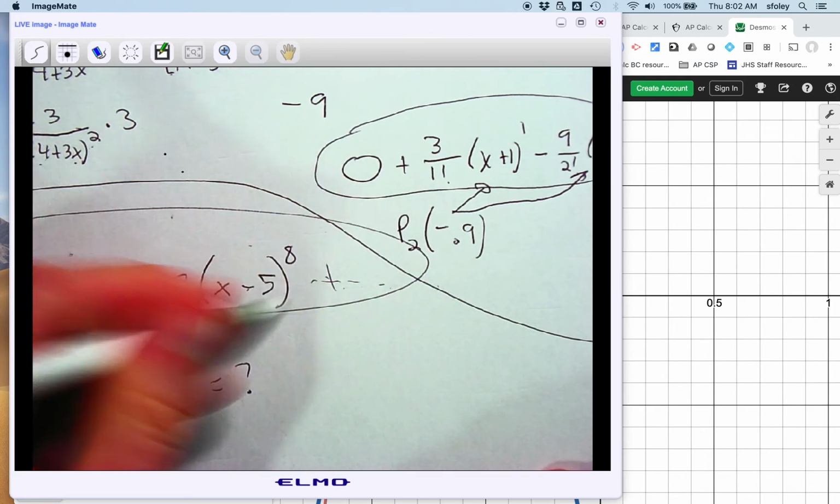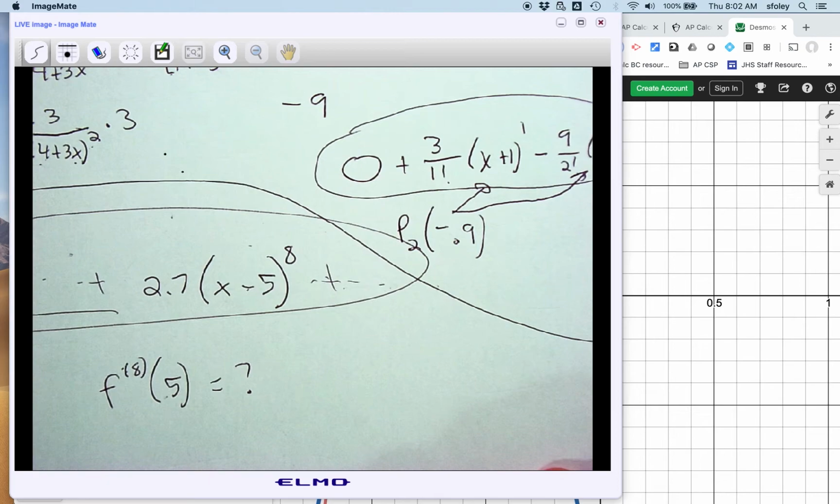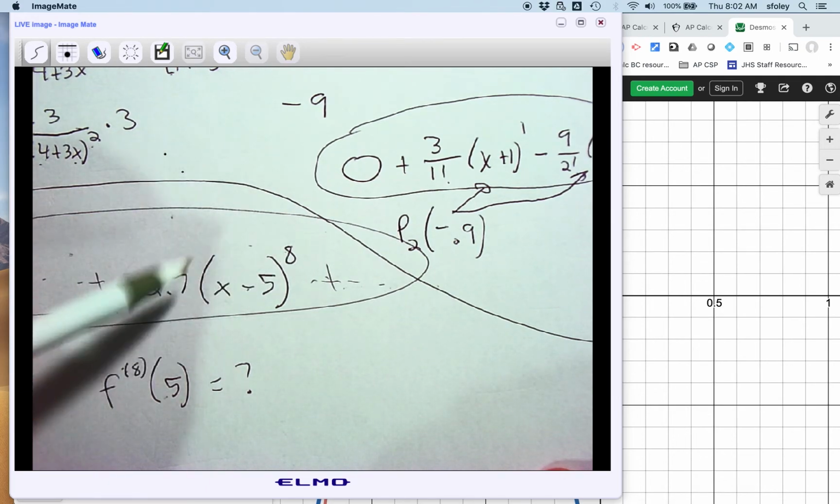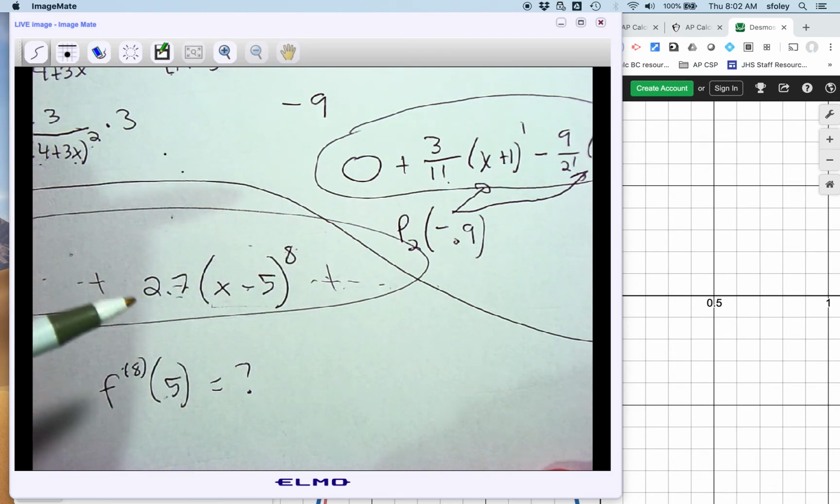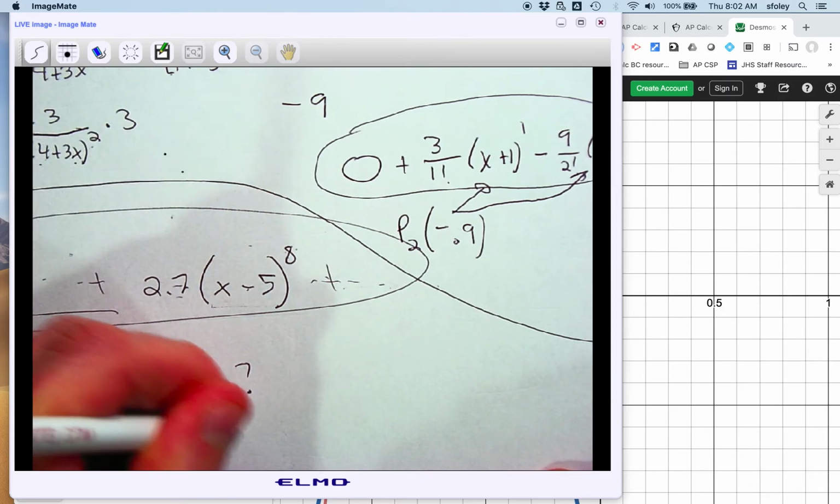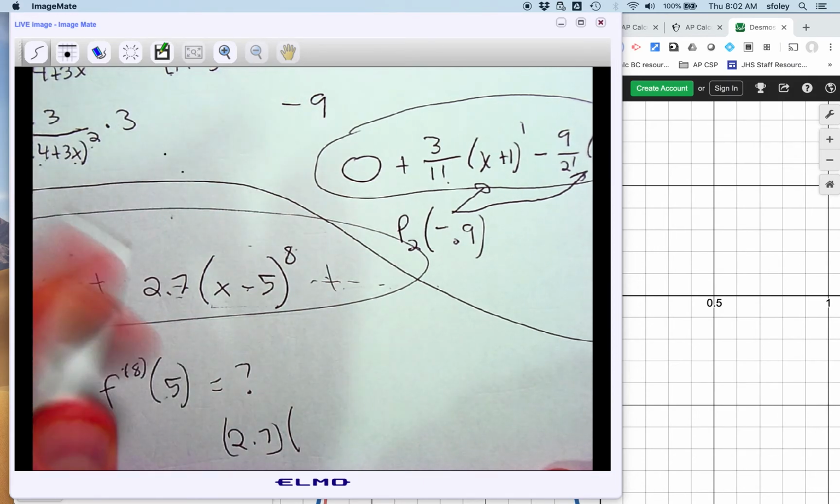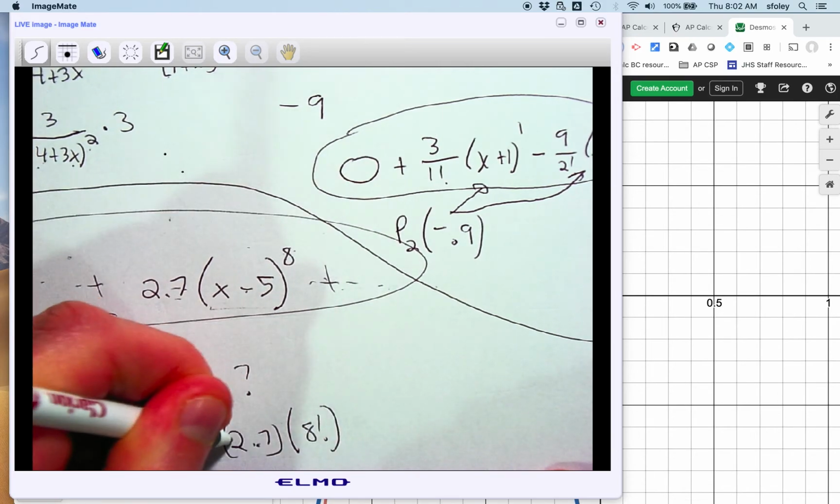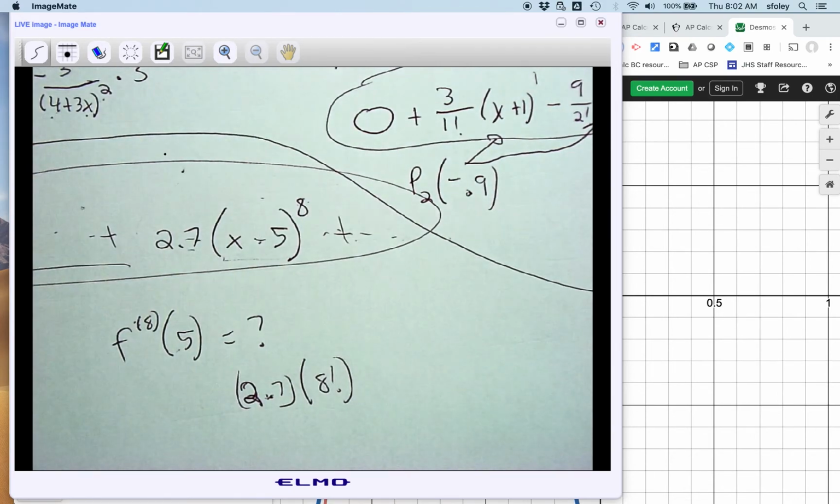And so really, I just have to take the 8th derivative of this thing that I have written down here. What's going to happen when I take the 8th derivative? Well, the 8 is going to come down, then a 7 is going to come down, a 6 is going to come down. There's no chain rule stuff to mess me up. And so I'm just going to get 2.7 times all those powers coming down, which of course is just 8 factorial. And so that's what that 8th derivative must equal at 5.